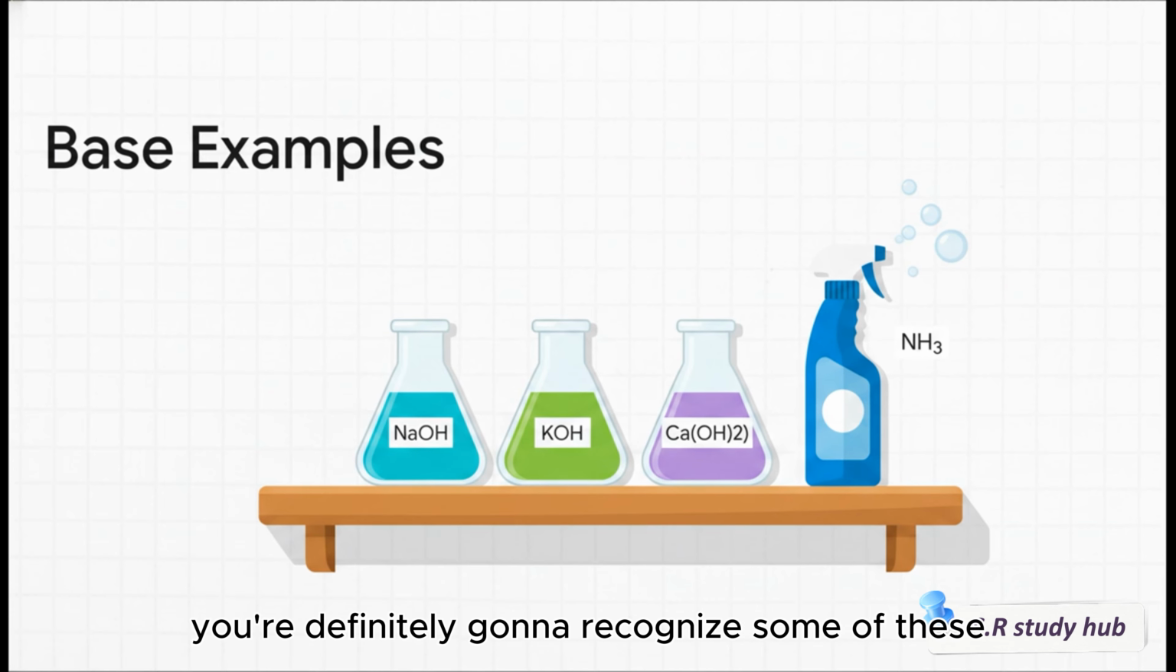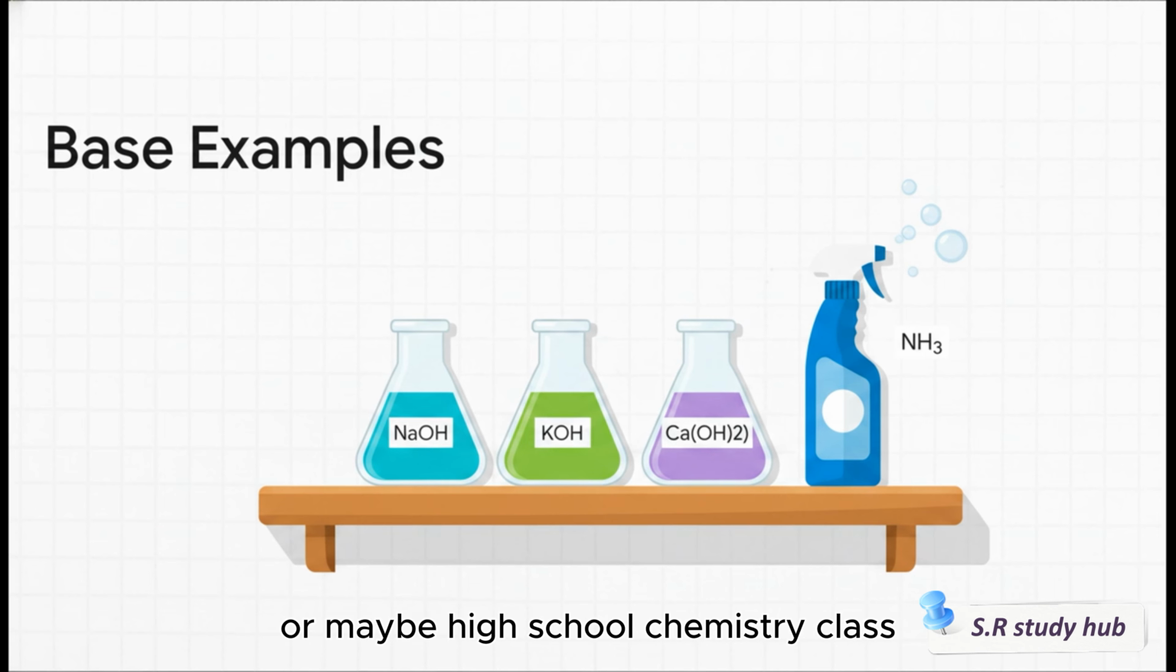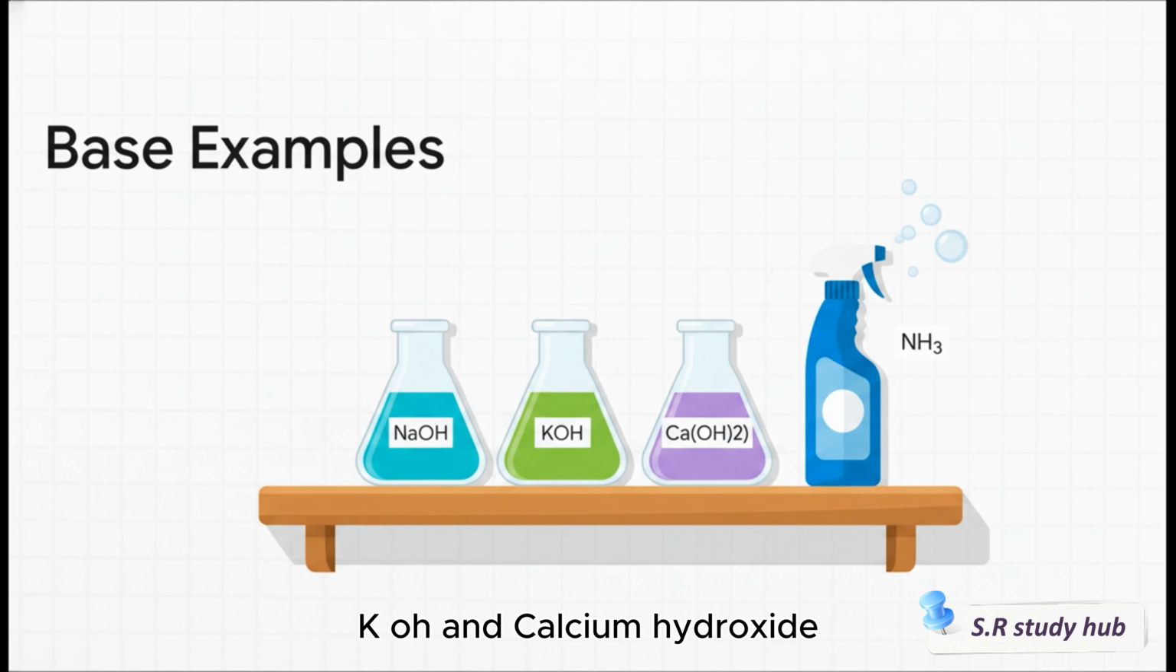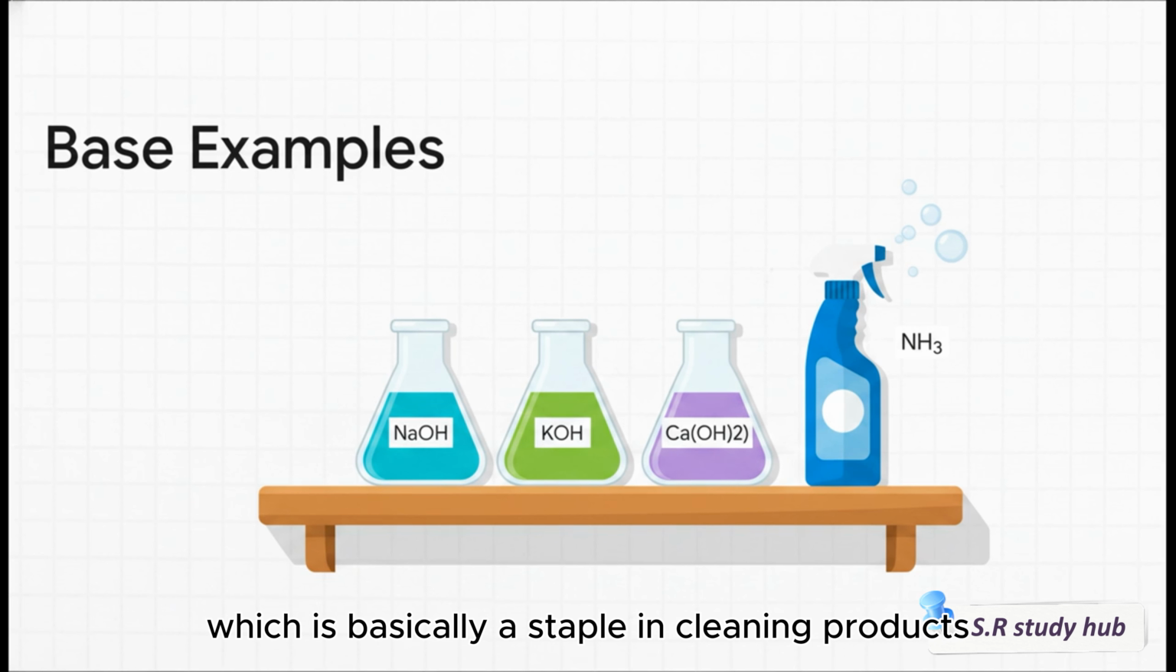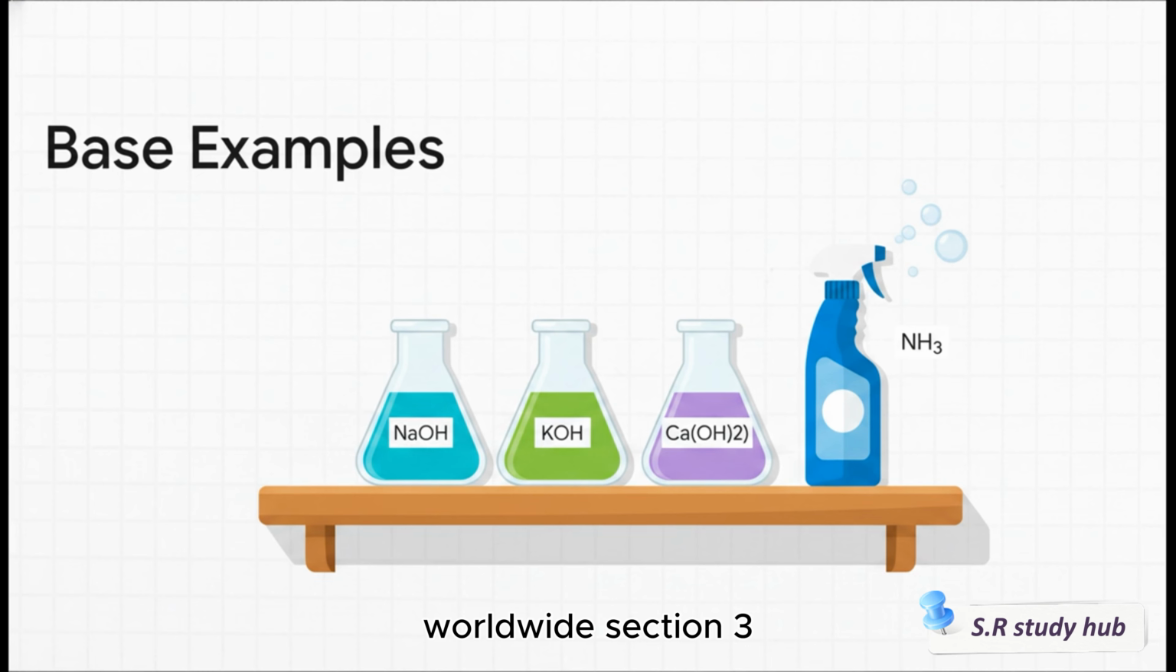You're definitely going to recognize some of these from household cleaners or maybe high school chemistry class. We've got sodium hydroxide, or NaOH, there's potassium hydroxide, KOH, and calcium hydroxide, Ca(OH)2. Oh, and we definitely can't forget ammonia, NH3, which is basically a staple in cleaning products worldwide.